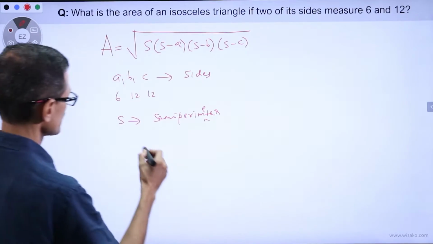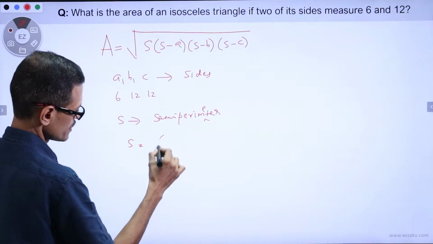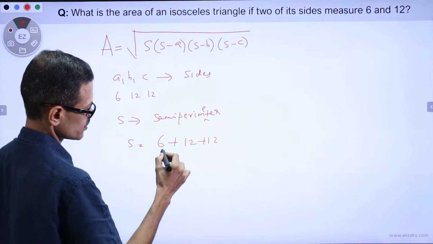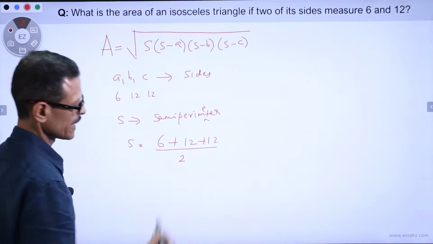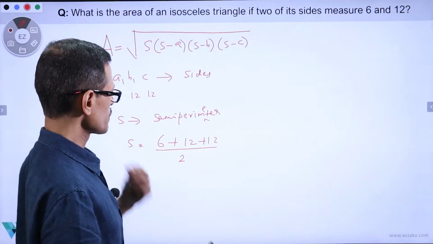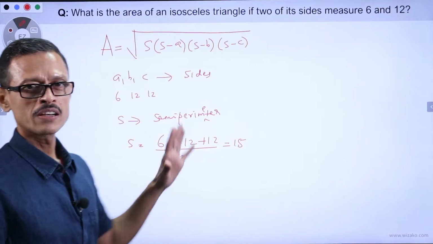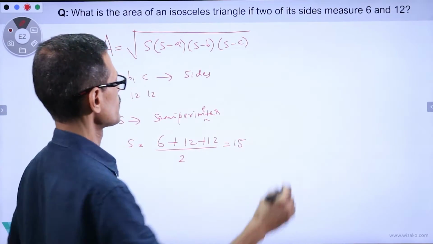Let's compute the semi-perimeter therefore. S is equal to 6 is one side, 12 and 12 are the other two sides. So 6 plus 12 plus 12 is the perimeter. This divided by 2 is the semi-perimeter. 24 plus 6, 30 upon 2 is equal to 15. So you have found out the value of S. We know A, B and C. Plug it into this formula, we'll have the answer.